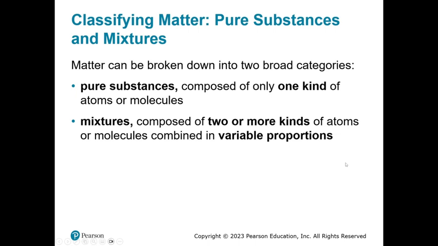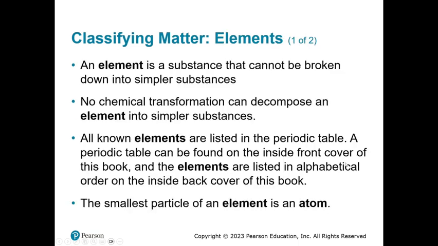Mixtures are composed of two or more things. That can be two or more atoms if they're not bound together. That can be two or more molecules. That can be one type of atom and one type of molecule. I could have an atom of helium and a molecule of oxygen. That would be a mixture of gases. It's up for debate how things are arranged, but we'll get to that in a second.